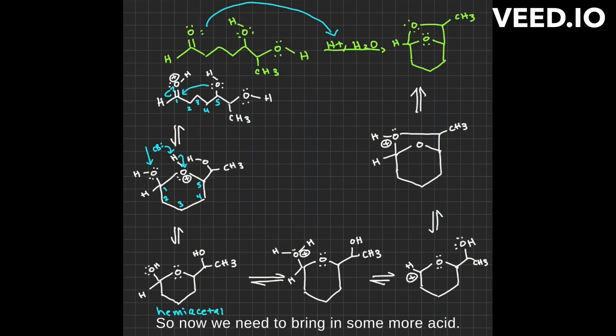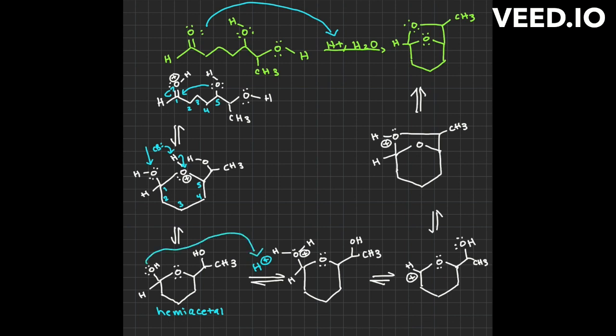So now we need to bring in some more acid, and that original carbonyl oxygen is the one that's going to be protonated in this step. And remember, that's because it'll form the most stable carbocation, because the carbon that it's attached to is the one that's attached to the heteroatom over here.